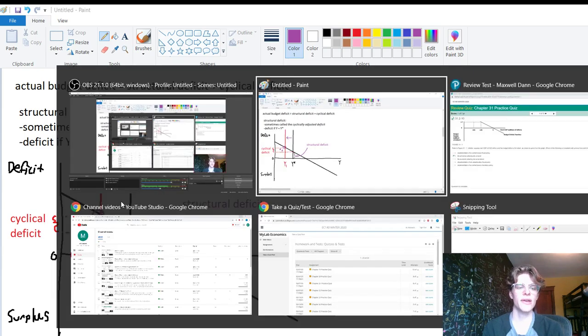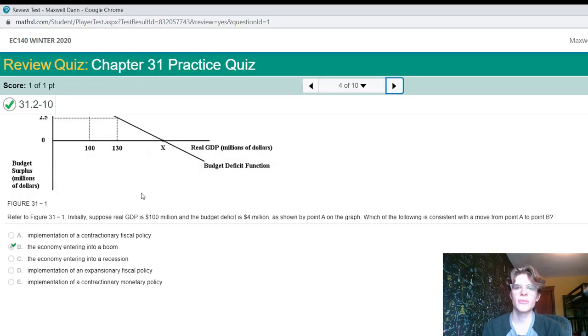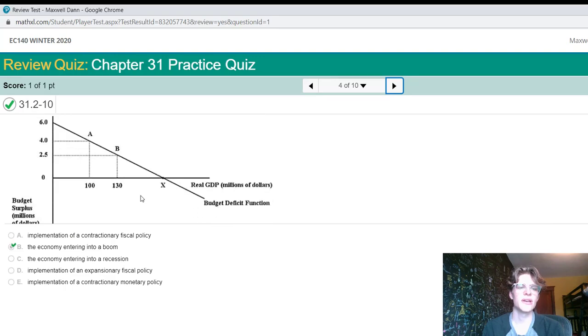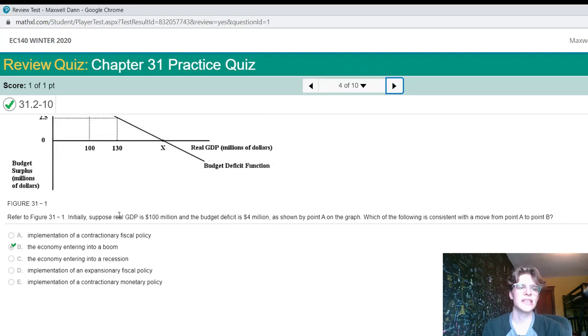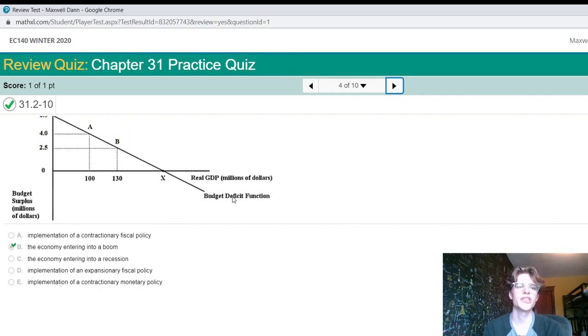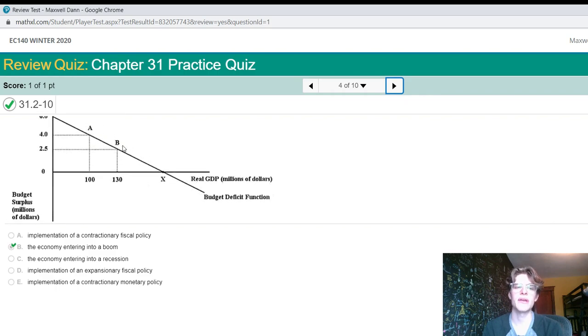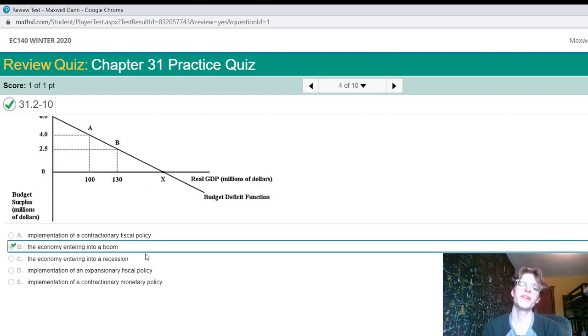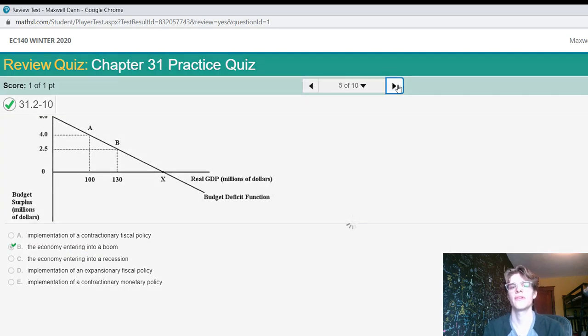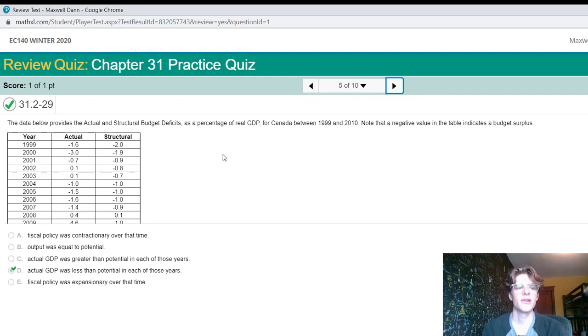Okay? So, where's the quiz here? So, going back to this one, it says, initially suppose real GDP is 100 million and the budget deficit is 4 million. So we're at this point A here. How would we move to point B? Well, point B is a greater amount of real GDP. So when do we have more GDP? When we're entering a boom, when we're entering an inflationary gap.